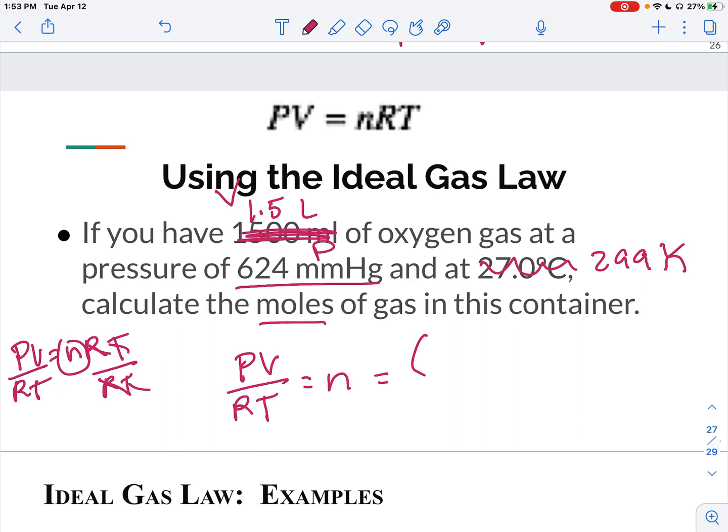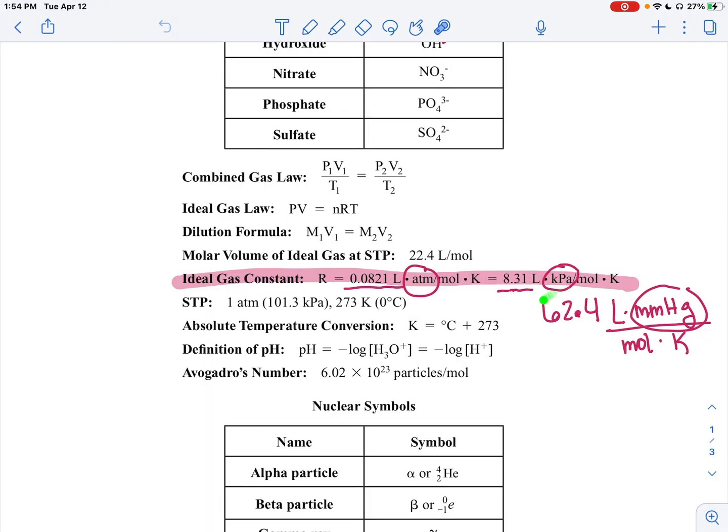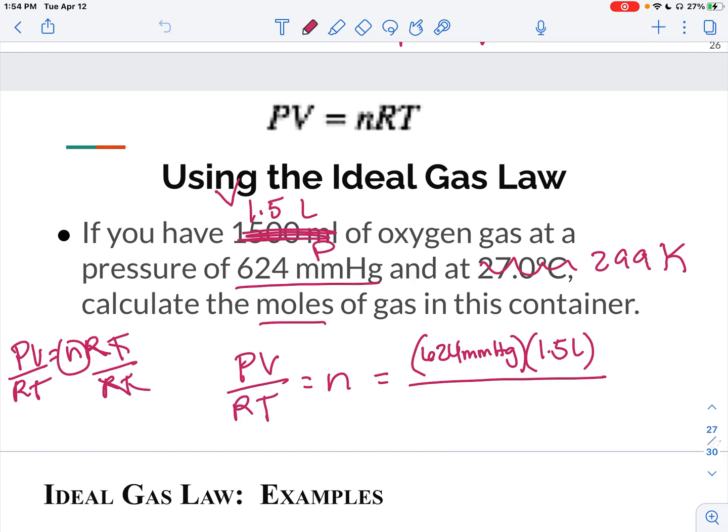Pressure, 624. Volume, 1.5. R, we look up on our periodic table. Now we need the one for mmHg, which is the one I wrote in here, so I'm going to write 62.4. And I'm not going to bother with all the units for R. That's just a little too cumbersome. And then temperature is 299. So when we solve that, we get 0.05 moles.